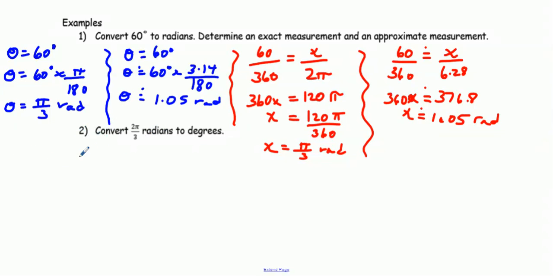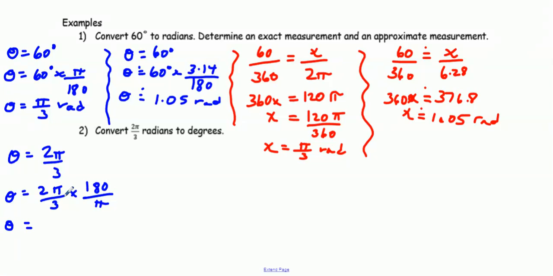If I use my typical theta equals 2 pi by 3. So I could have used theta there, I used x, it's fine. So theta equals 2 pi by 3 times, instead of pi over 180, because we're going the other way now, we have 180 over pi. And what should happen is if we're getting an angle in degrees, our pi's should cancel. We get 360 divided by 3, so that's 120 degrees.